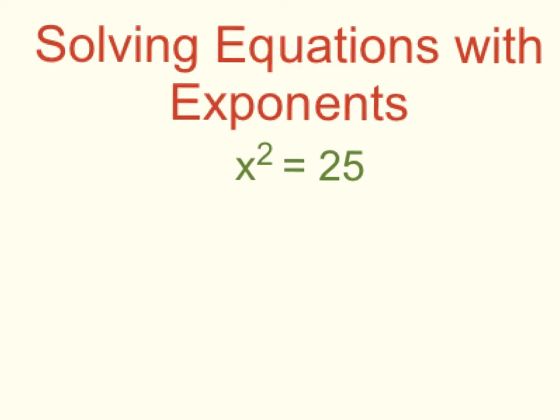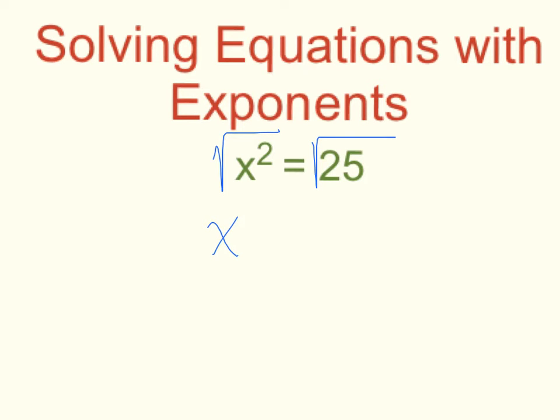So if I want to solve the equation x squared equals 25, I need to use the inverse operation of squaring, which is square rooting. So to solve this, I square root both sides of my equal sign. What I do to one side of any equation, I always do to the other. Well, I know the square root of x squared, they undo each other, so all I have is x.